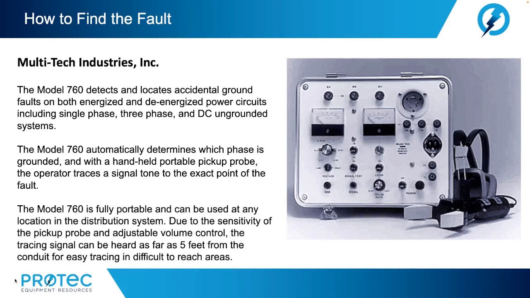The 760 is fully portable and can be used at any location in a distribution system. Due to the sensitivity of the pickup probe and adjustable volume control, the tracing signal can be heard as far as 5 feet from the conduit for easy tracing in difficult to reach areas.